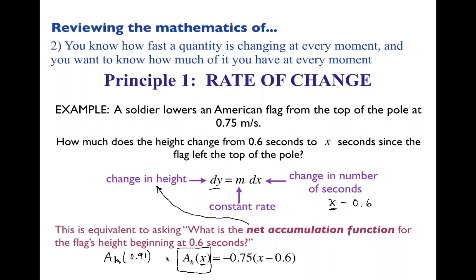And consequently, our dx is 0.31 right now. So for a dx of 0.31, or 0.91 seconds after the flag left the top, this whole expression means the corresponding change in height. So this is the idea of a net accumulation function.